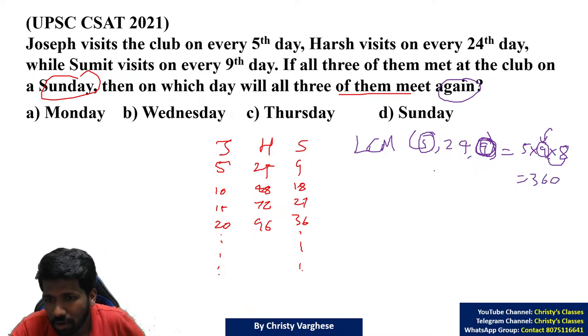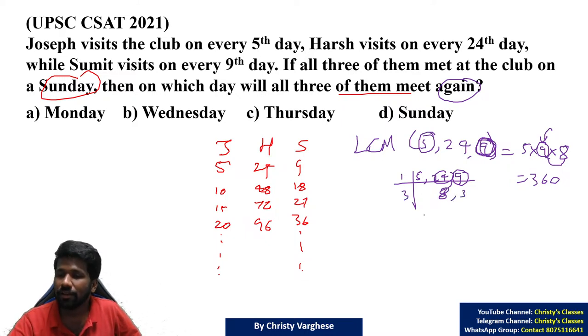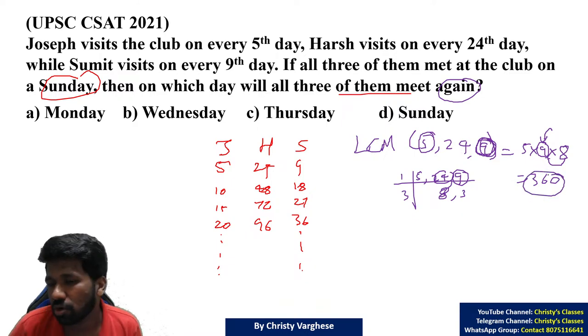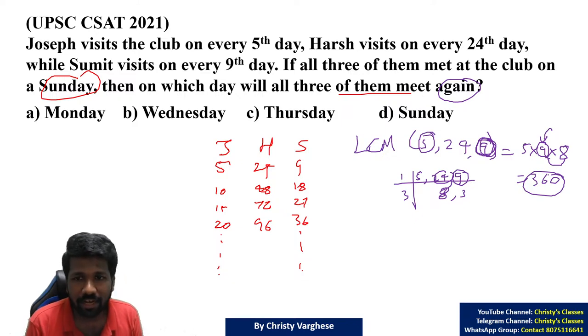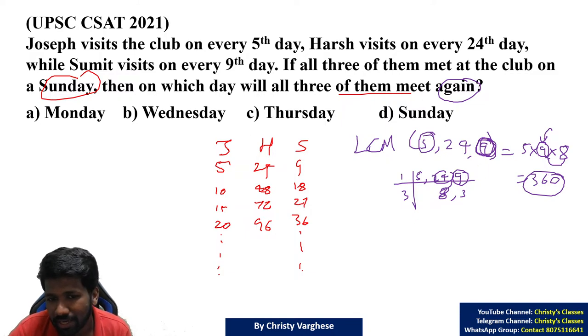But if you are not at all okay with that method, you can do the prime factorization idea itself. 5, 24, 9, prime factorizing, there is no other common factor. So, there is a common factor here, 24 and 9. That common factor you can take up. 3 is a common factor. So that is 8 and 3. Yeah, that way you can proceed and you will get the same 360. Anyway, 360 will be the least common multiple, whichever method you use. That means on the 360th day, they will meet again.